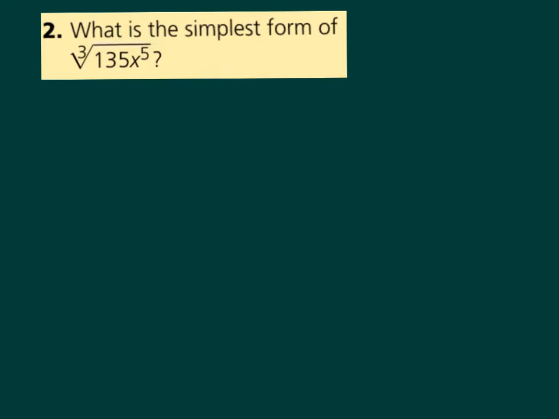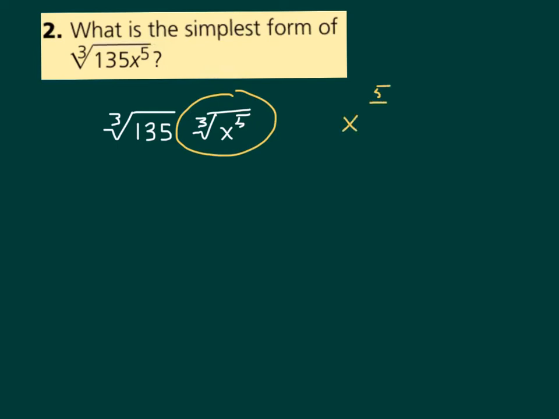The way we want to start this type of problem is split the number and the variable up. We want to find the cubed root of 135 times the cubed root of x to the fifth. Yesterday we talked about x to the 5 divided by 3, which is a problem because 5 divided by 3 is not a whole number. So the way we're going to treat this one is the cube root of x to the third times x squared.